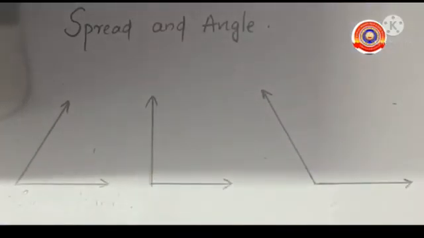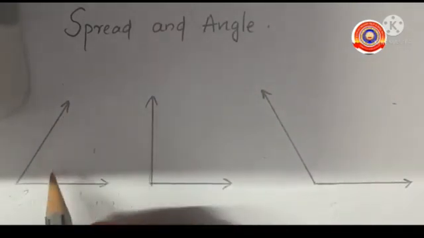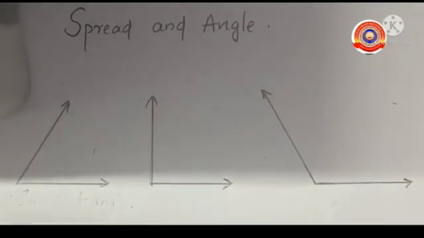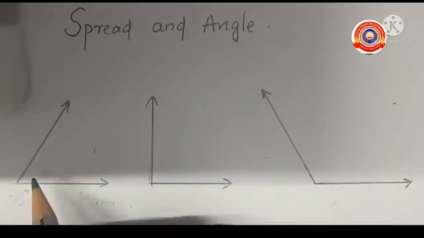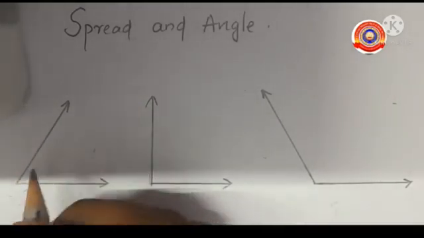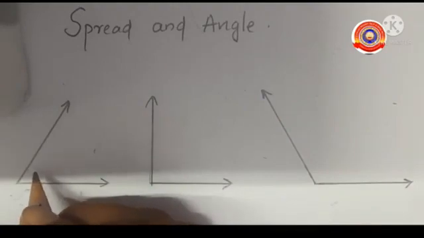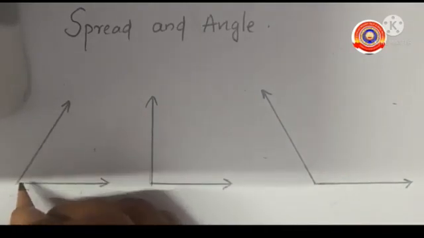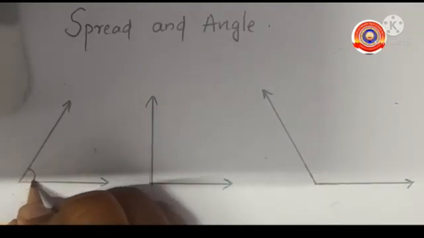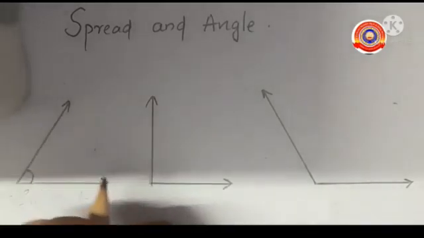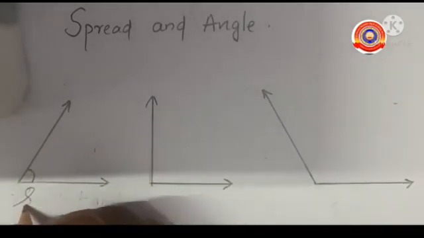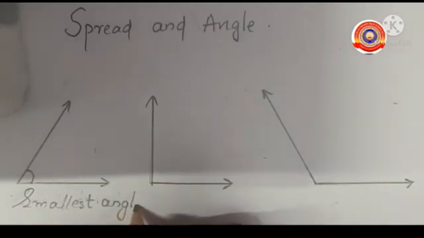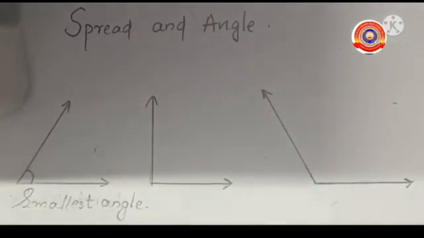Next activity, spread of an angle. In these angles, we have to find the smallest angle and the largest angle. The angle which is lowest spread is the smallest angle. Here, the first angle is the lowest spread angle than the second angle. So we can say that this angle is the smallest angle.